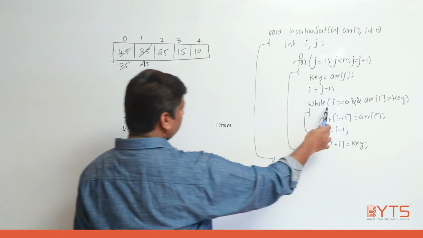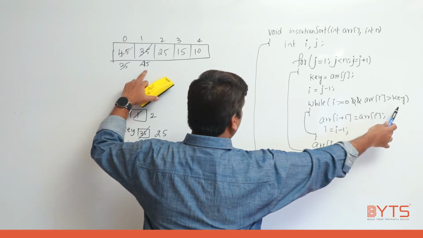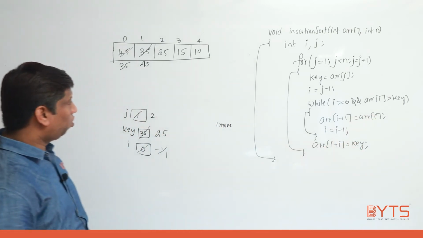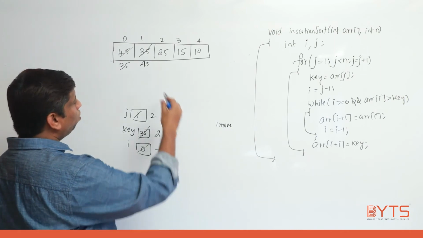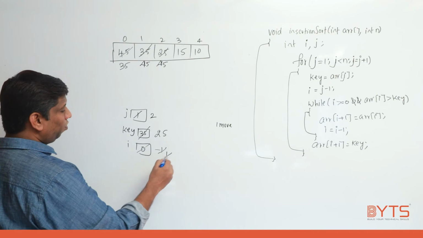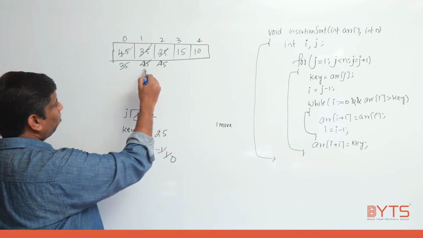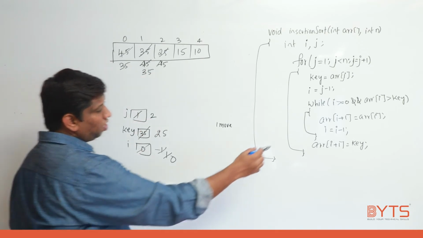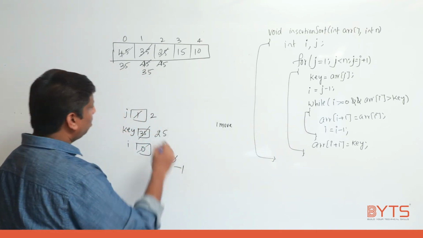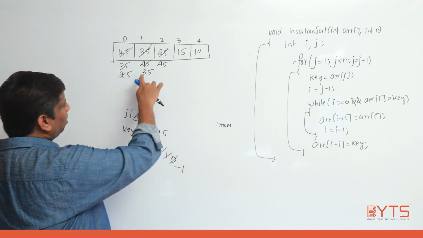Now, 1 greater than or equal to 0, true. 45 greater than 25, true. Come inside, then what should I do? Here I need to get 45, right? Next i value will become 0. Next 0 is compared with 35. So here I need to get what value? 35. Next condition will be false. i value will become minus 1 and I need to get what here? 25.